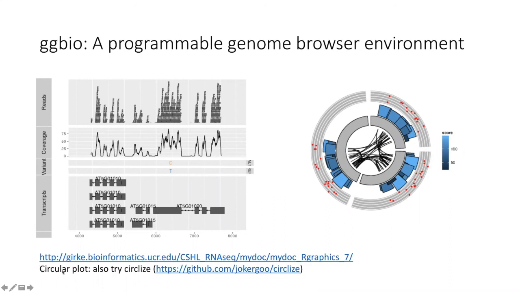Another point: if you want to plot circular plots only, if you want to just focus on circular plots for your structural variants, definitely try this R package called circlize, C-I-R-C-L-I-Z-E. It produces fantastic, very beautiful circular plots. So definitely check this out.